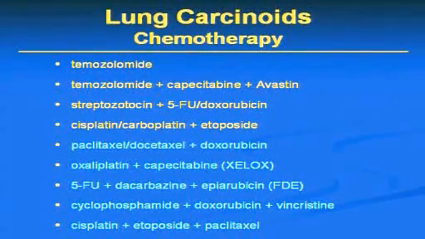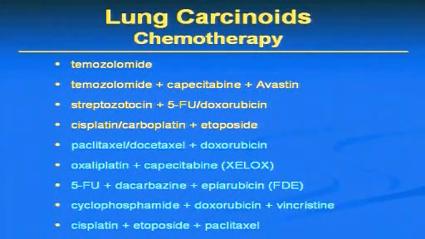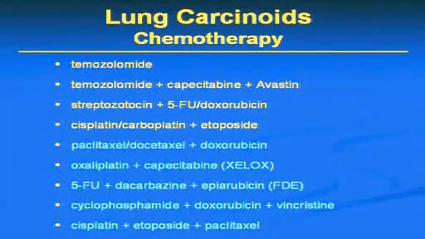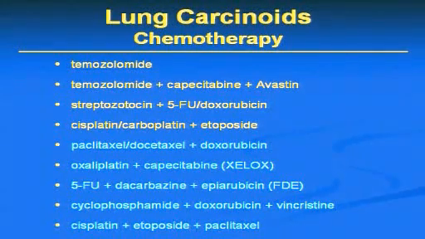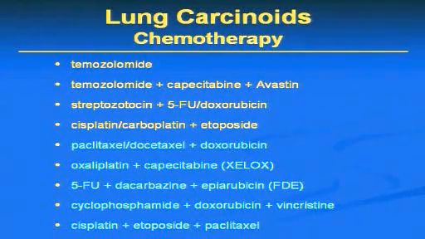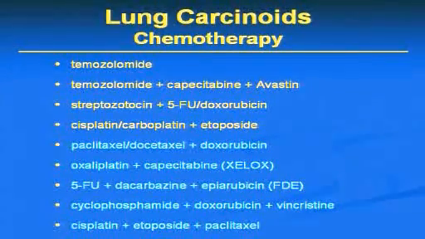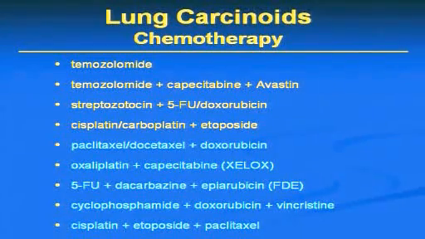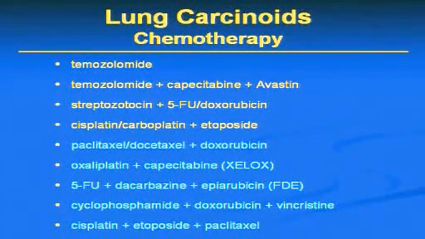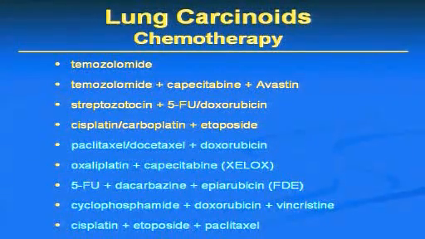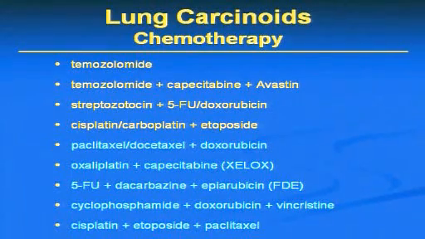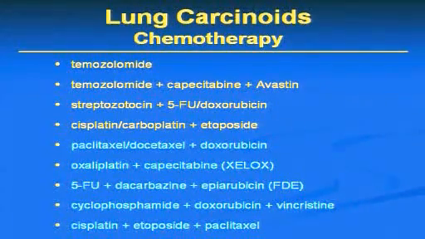Chemotherapy has emerged as a good alternative in patients with metastatic lung carcinoids, and first line today, I must say, is temozolomide, either as monotherapy or combined with capecitabine and or Avastin. Other alternatives are streptozotocin plus 5-FU or doxorubicin, cisplatin, carboplatin, plus etoposide. This combination is mainly used in patients with very poorly differentiated tumors. And there are some other combinations that you can see, taxanes plus doxorubicin and so forth.